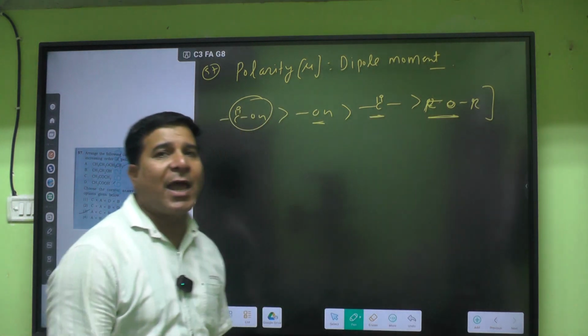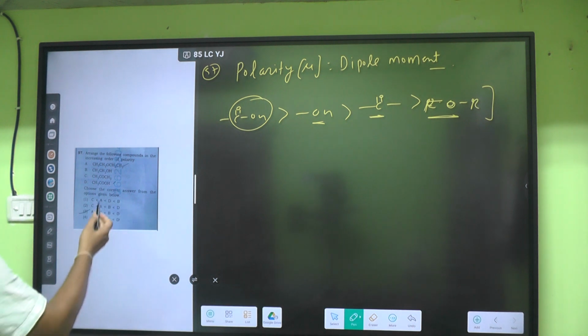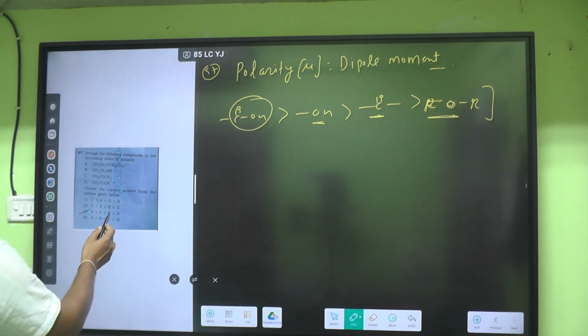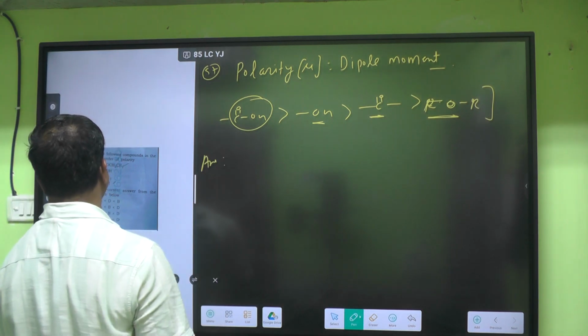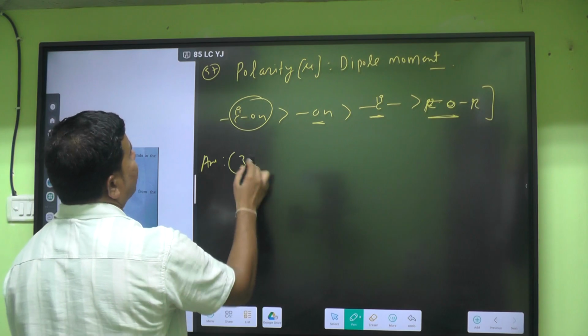That's why the answer here will be, which option is correct? D is most polar, then B, then C, then A. The third option is correct. Now question number 57, its answer will be the third, so the third answer will be correct.